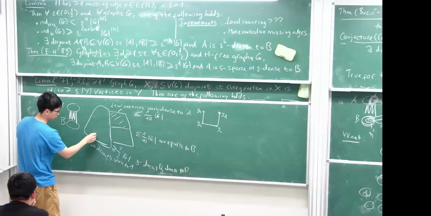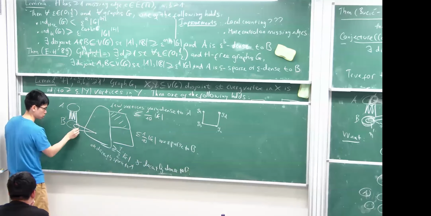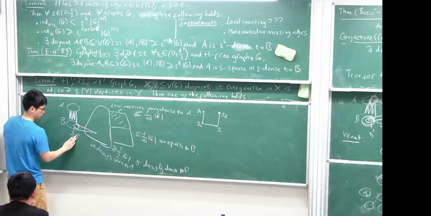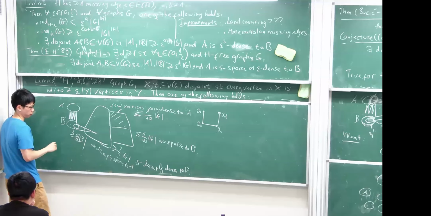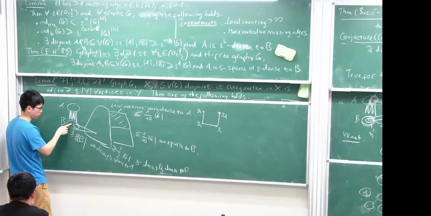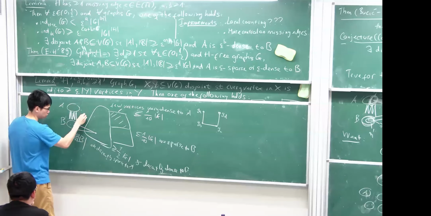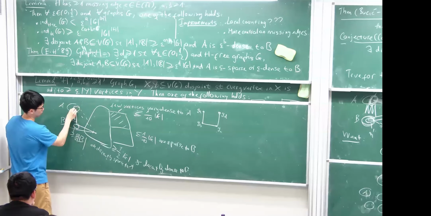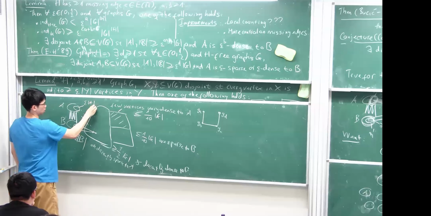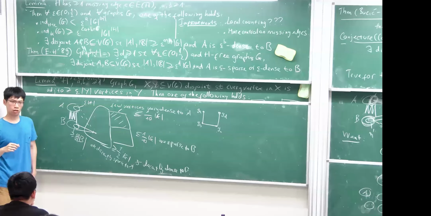By this I mean everybody here has at least epsilon times B neighbors in B, and has at least epsilon times B neighbors in A. Oh, sorry, non-neighbors in A.